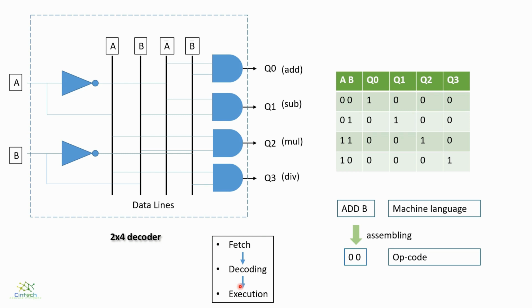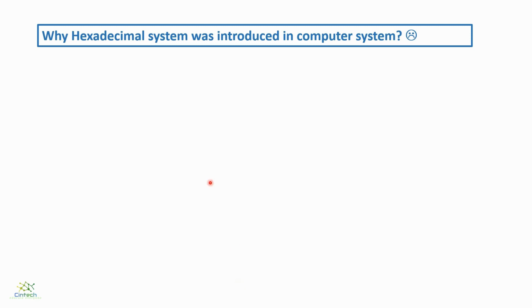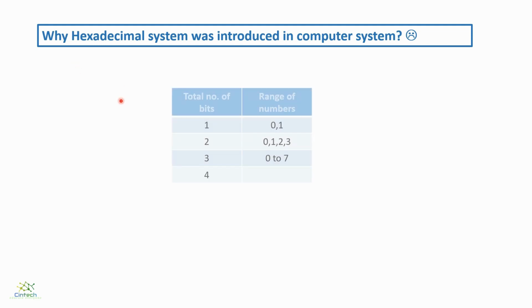Clear? Now there is a very relevant question, why we use a hexadecimal system for computers. There should be some valid reasons behind it. To understand the reason, first of all, let's get this simple fact. How many total numbers you can represent when you have certain numbers of bit?